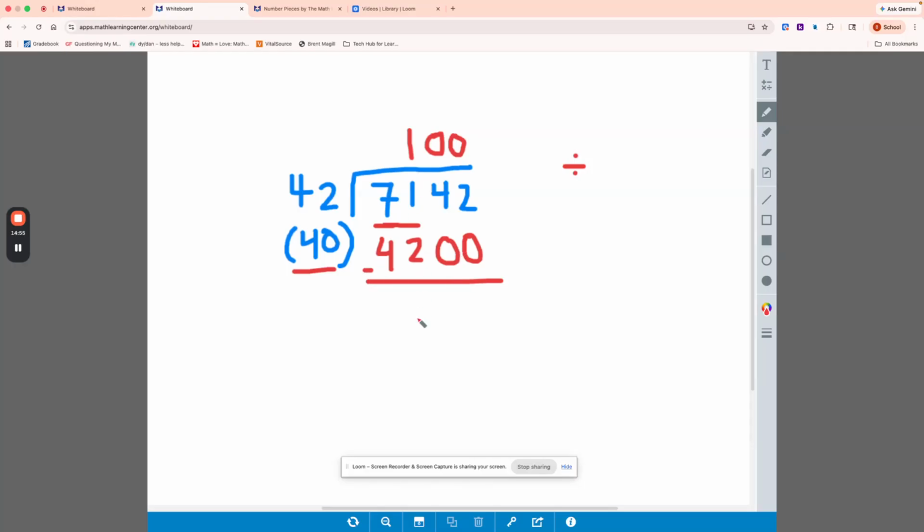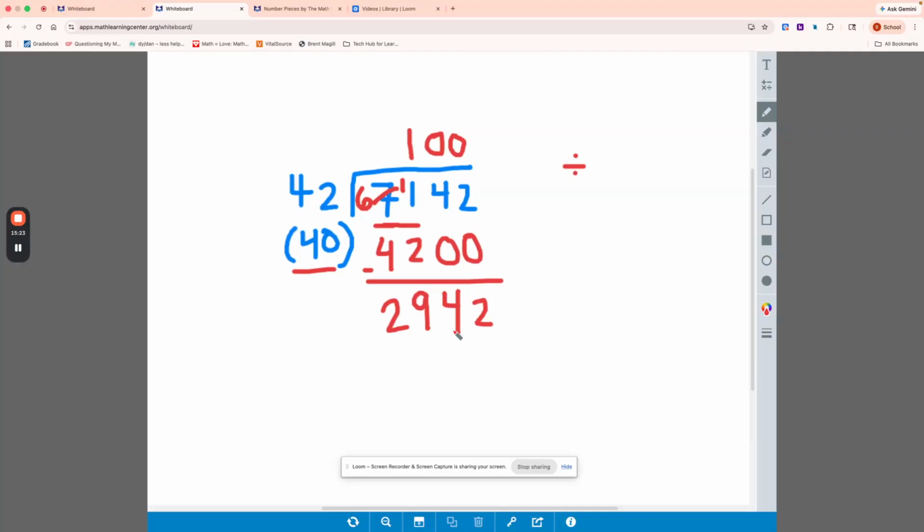Now I can subtract. 2 minus 0 is 2. 4 minus 0 is 4. 7, I'm going to have to ungroup because I can't take 2 away from 1. So this becomes 6. Okay. And then this becomes 10 more. So it's 11 minus 2, and that is 9. And then 6 minus 4 is 2. So I still have 2,942 to divide.